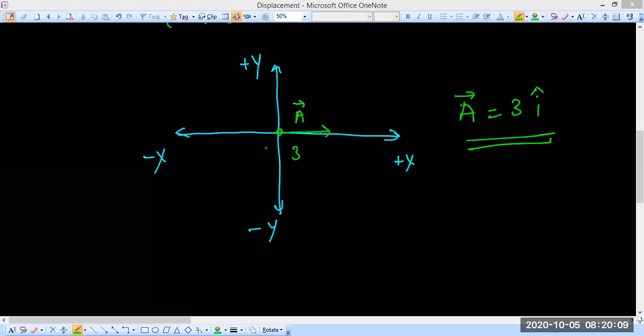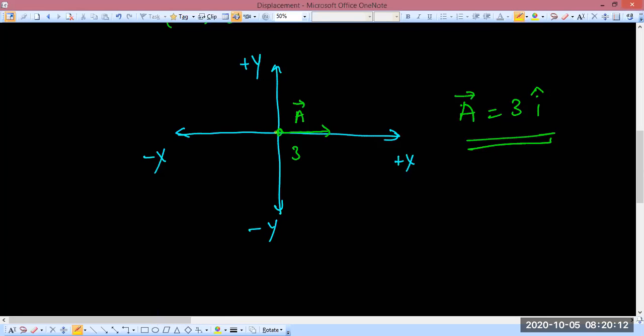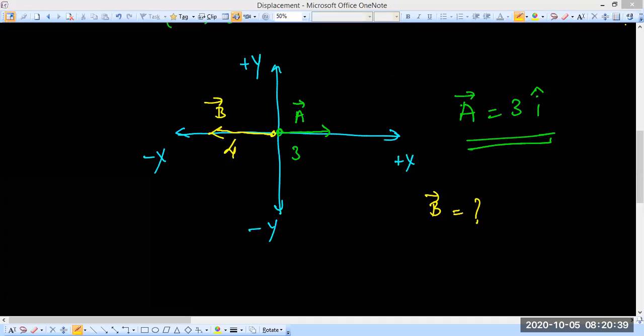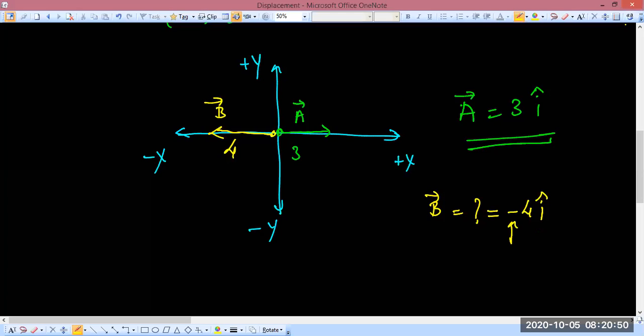Now, suppose instead of this, there is a vector b which is like this, but that is 4 units in length. What do you think we should write for it? Yes, Sanju, what is it? Yes, so this is going to be minus 4 i caret. I hope everyone understands why it is minus and why it is i caret.